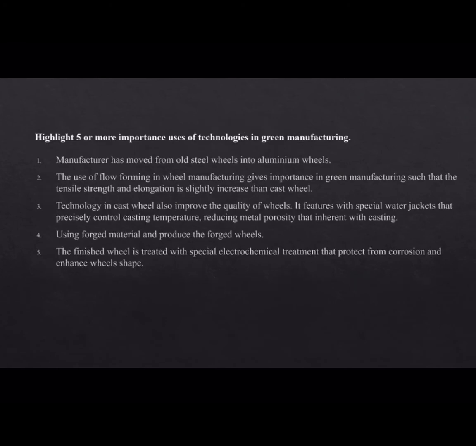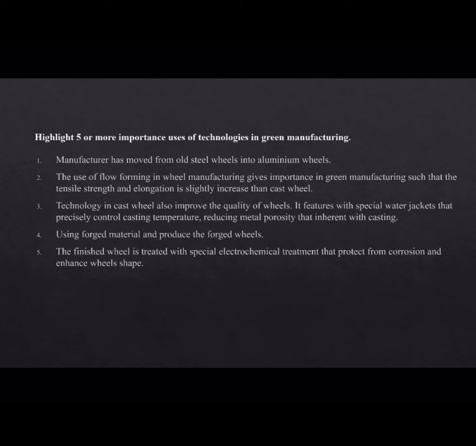So, what are the 5 important uses of technology in green manufacturing? Firstly, manufacturers have moved from all steel wheels to aluminium wheels. It can be proven by its lightweight. Secondly, the use of flow forming in wheel manufacturing is important in green manufacturing, as the tensile strength and elongation are slightly increased compared to cast wheel.